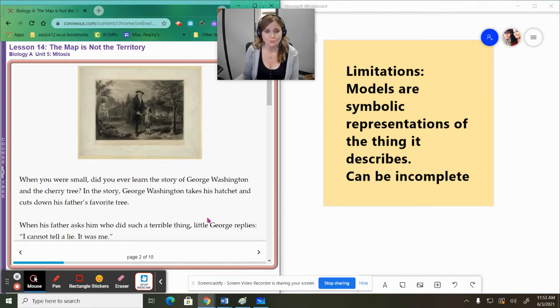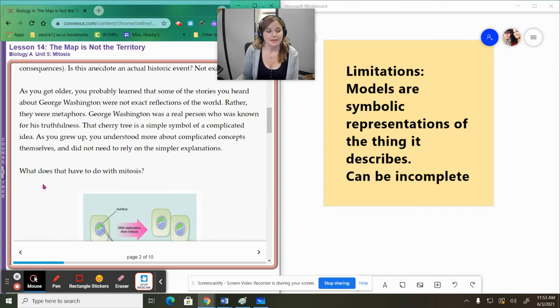It talks a little bit about George Washington. People have probably heard the story of George Washington chopping down the cherry tree, and then he realized he couldn't tell a lie. It's used as an example of how not everything is exactly how it is. That probably didn't actually happen, but it's more of a model to describe how you should be honest, right?